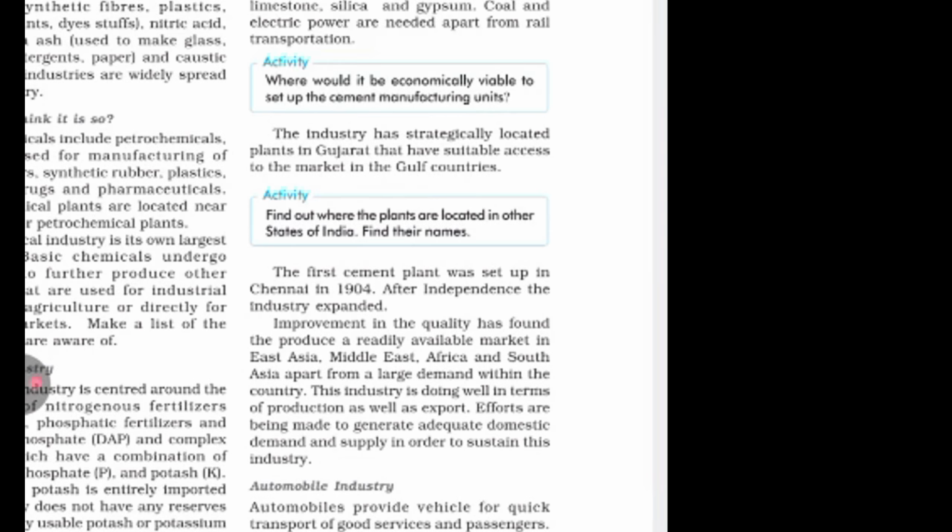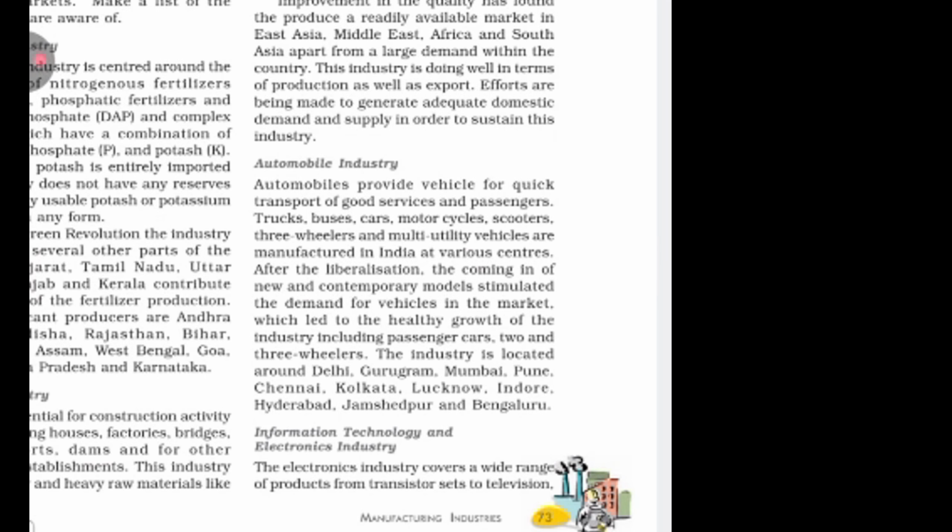Automobile industry. There used to be not a great demand for automobiles in our country. Public transport was the main means of transport, but now with the increased incomes, the demand for better means of transport has increased, and that has given rise to the latest models of four-wheelers, two-wheelers, and three-wheelers that include trucks, buses, cars, motorcycles, scooters, auto rickshaws, etc., and multi-utility vehicles.